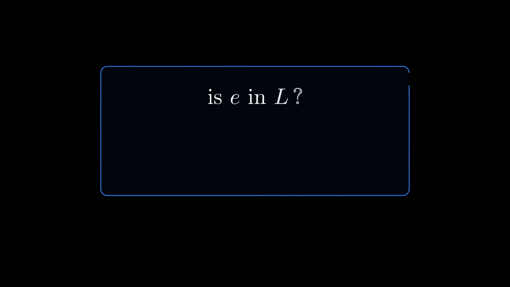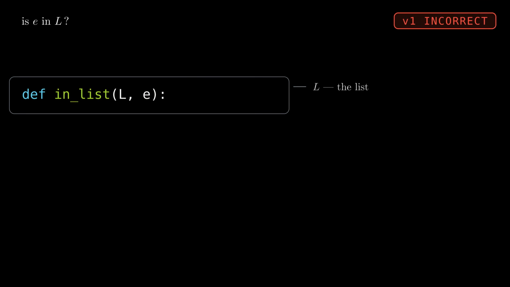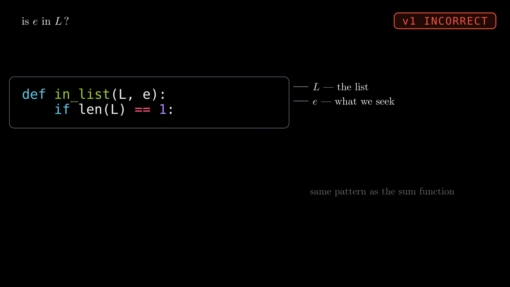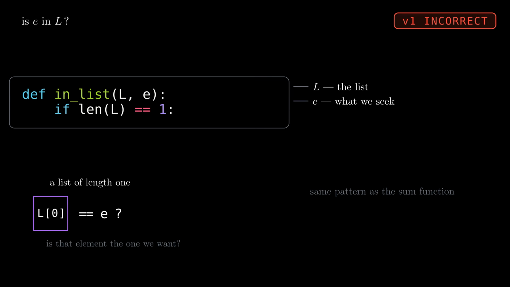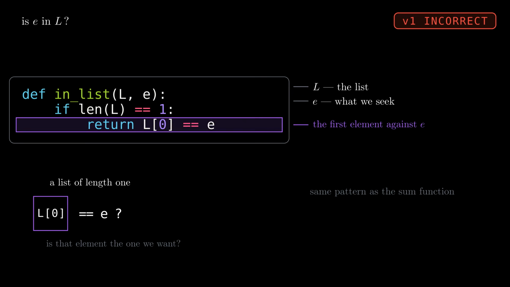Here is a new list problem. Instead of summing the elements, we ask whether a particular element is in the list at all. The function InList takes two arguments, the list L and the element E we are searching for. Follow the same pattern as the sum. Base case, a list of length 1. With only one element, that element either is the one we want or it is not. So we return the Boolean, whether the first element of L is equal to E. Notice this hands back true or false, not a number.